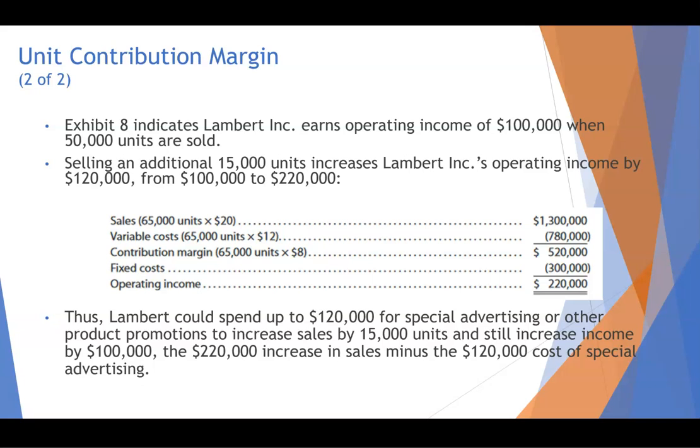Here, if we sell an additional 15,000 units, that'll increase Lambert's operating income by 120,000. It'll go from 100,000 of operating income up to 220. Lambert could spend up to 120,000 for special advertising or other product promotions to help increase sales by 15,000 units and still increase income by 100,000. So that 220,000 increase in sales minus that 120,000 cost of special advertising is how we show this here.